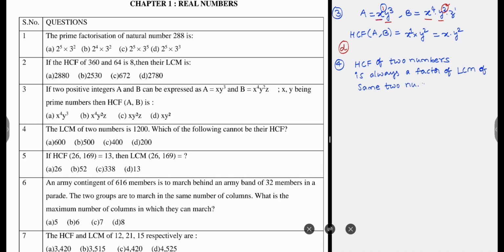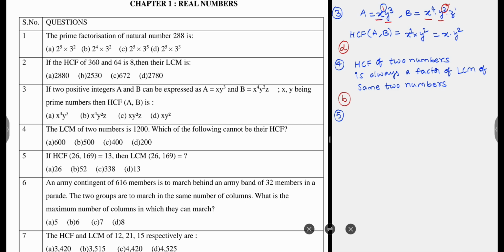So you have to check which of the following is not a factor of the LCM. Which number cannot be a factor of 1200? Option B, 500. So option B is correct because 500 is not a factor of 1200. So that cannot be the HCF of the two numbers.